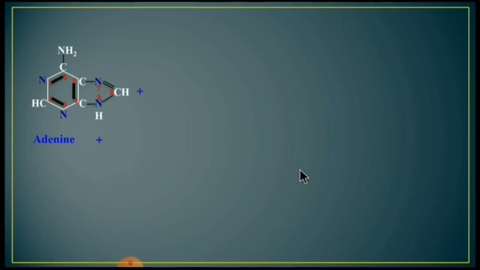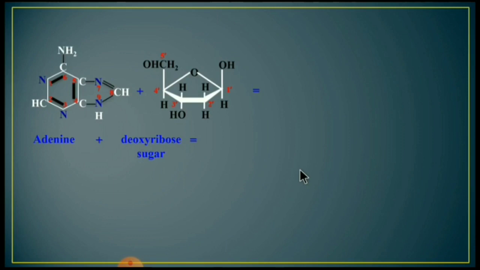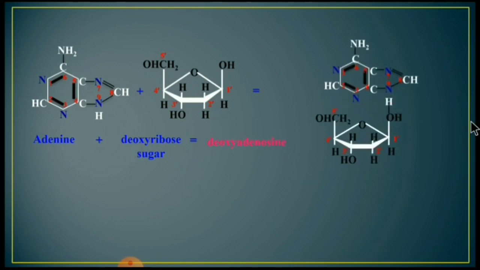Adenine combines with deoxyribose sugar to form deoxyadenosine. So this is deoxyadenosine, and the type of bond formation between sugar and nitrogen base is a 1,9 N-glycosidic bond.